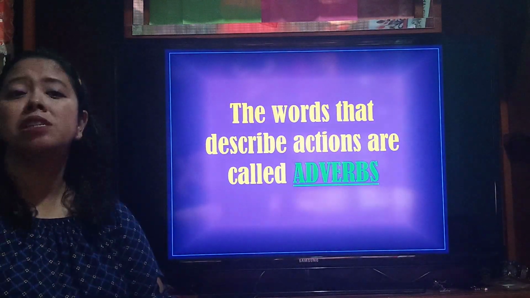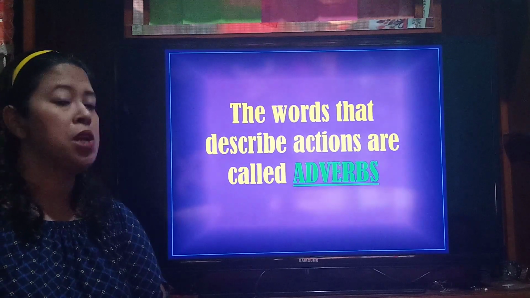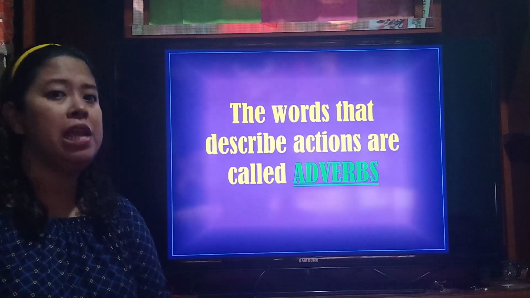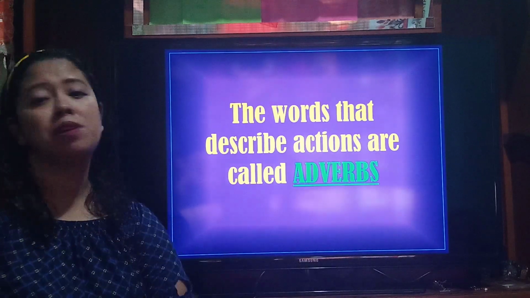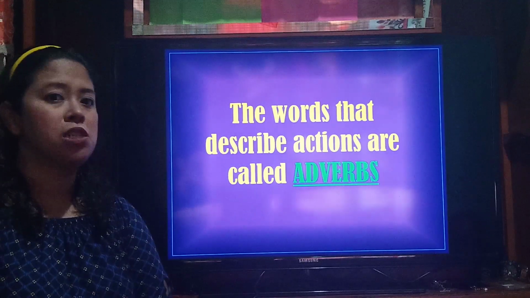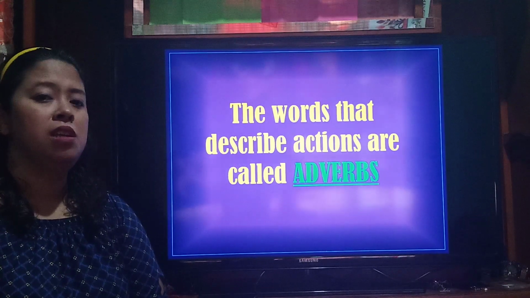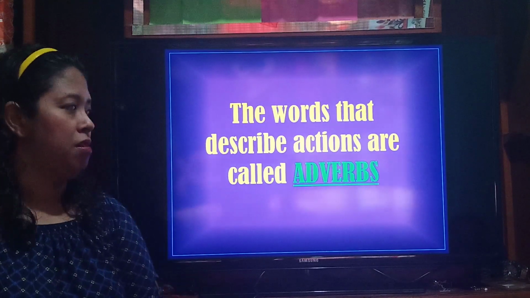The words that describe actions are called adverbs. So the words proudly, happily, and loudly can be considered adverbs because they describe the verbs or the actions clapped, hugged, and the other one which is spoke.